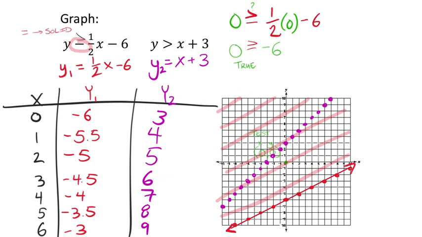Now I just need to figure out if I need a solid or dashed line. And going back to the inequality, there is no equal sign here. It's just a greater than symbol. So since there is no equal sign, I'm going to make it a dotted line because I've already got my dots there. But you could say dashed if you wanted. So I'm going to keep these dots the way they are.